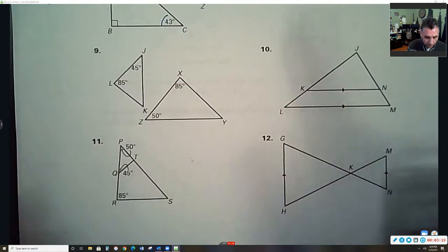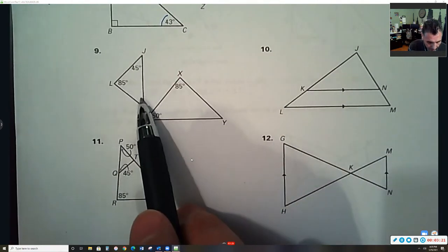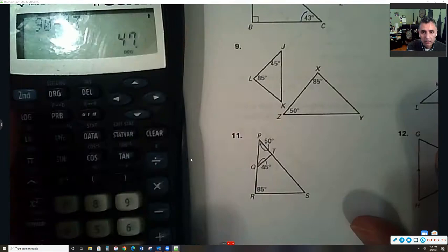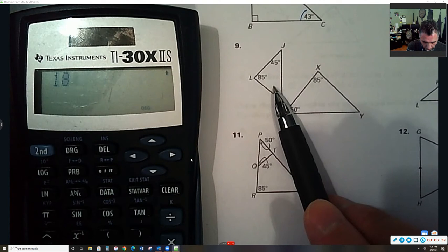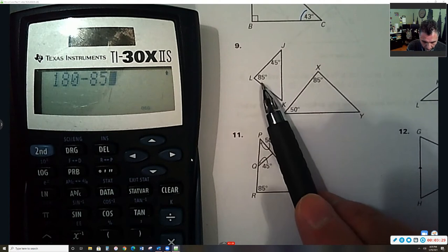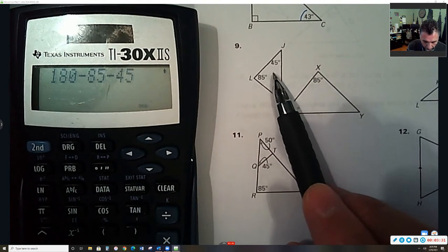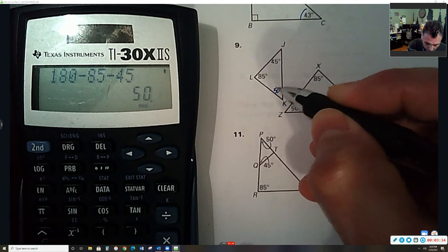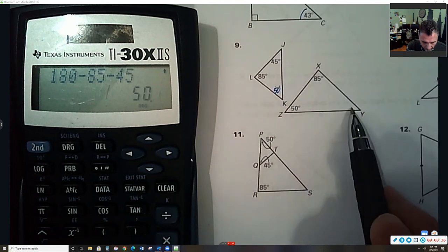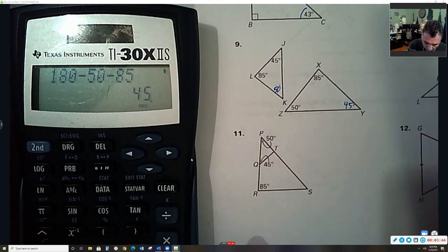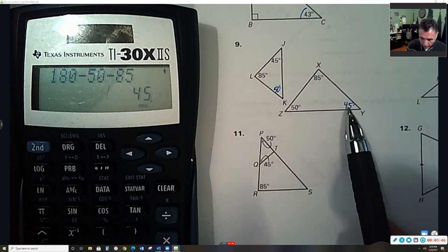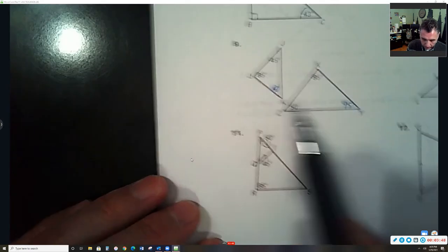number 9. So number 9, I'm going to find the third angle. And again, watch, just let me show you how I do that. So it's 180 minus 85 minus 45. So I know this bottom one is 50. And then to find this one, it's going to be 180 minus 50 minus 85. So again, I know this one is 45. And that's all I can do for that one for now.